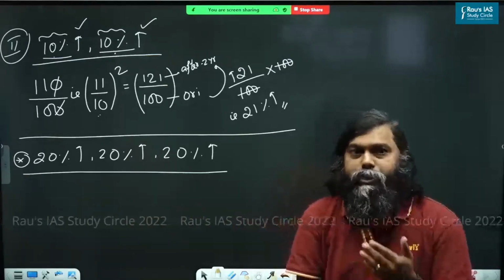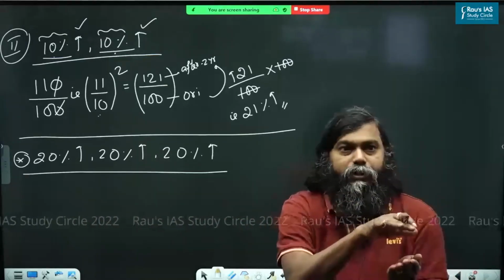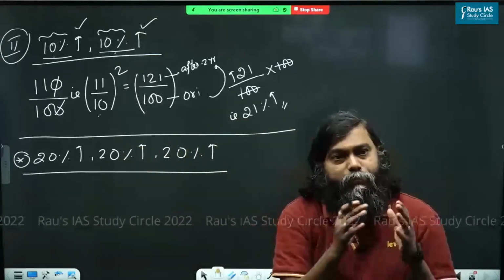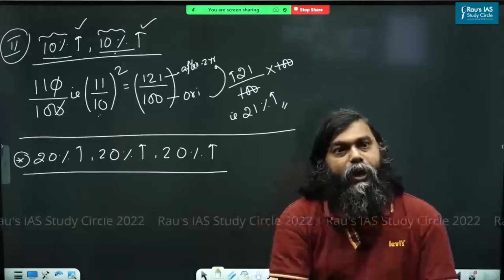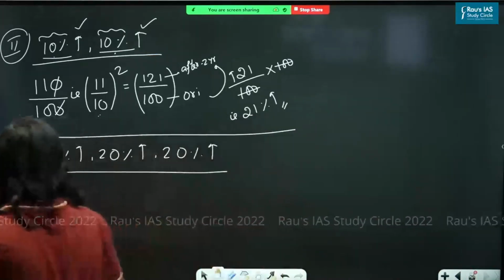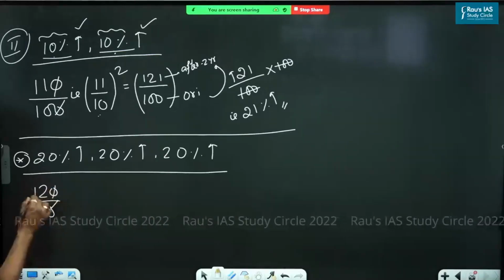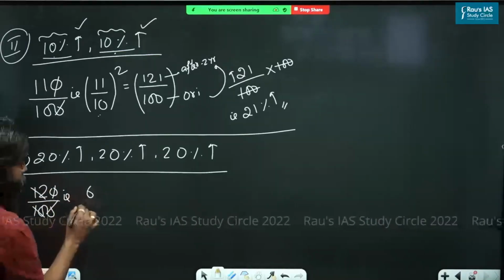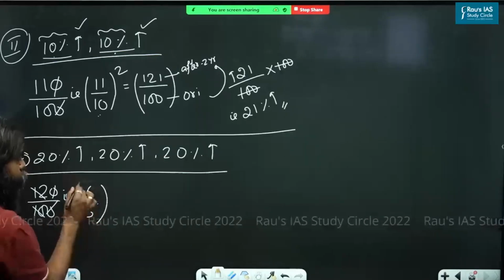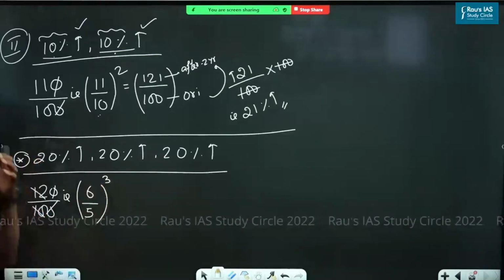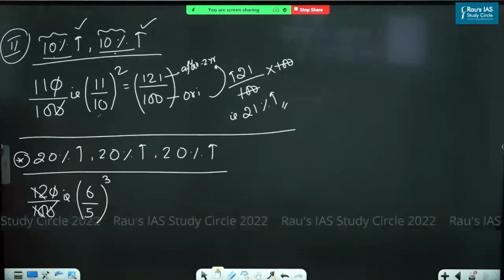So what is your original income? 100%. Add 20%. So after 1 year, my income becomes 120%. How can you write 120% as a fraction? 120 by 100. Cancel, simplify: 6 by 5. That is after 1 year. Total how many years? 3 years. Power 3. Are you understood or not understood?